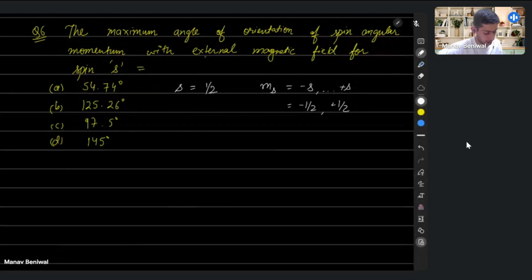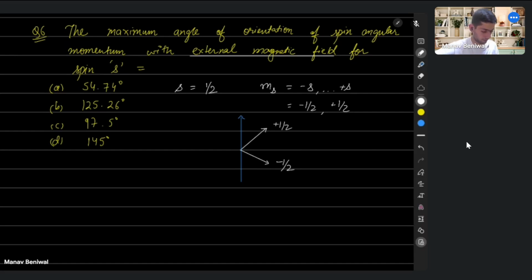Now we are asked to calculate the angle with respect to the external magnetic field. Let's say this is our external magnetic field, which is always taken along the z direction, and because ms can have only two values, the two vectors will look like this. This will correspond to minus half, and this will correspond to plus half.